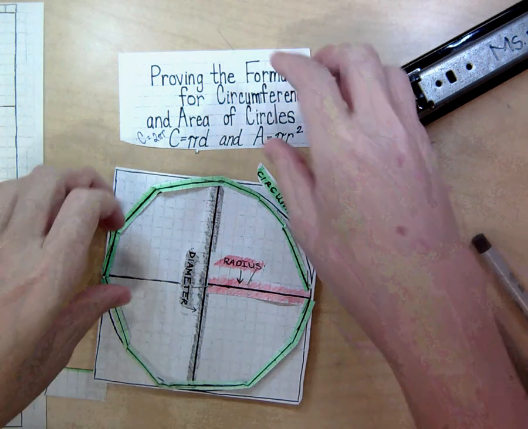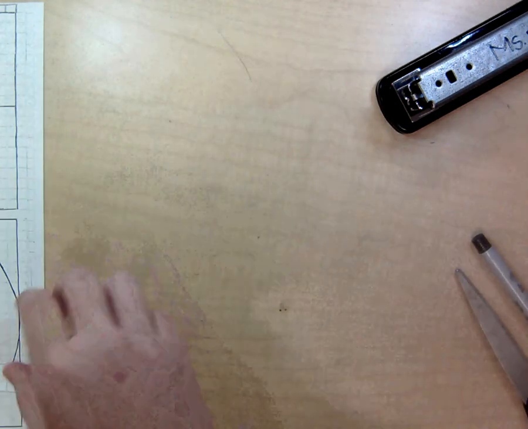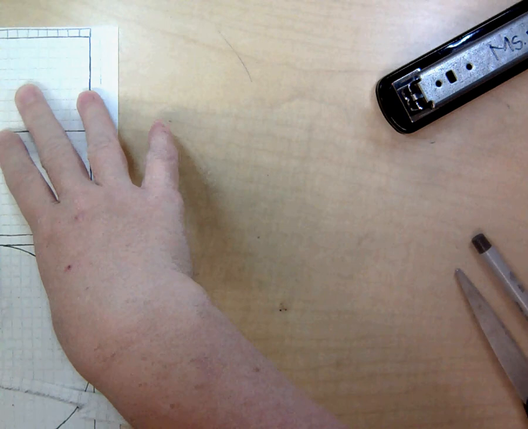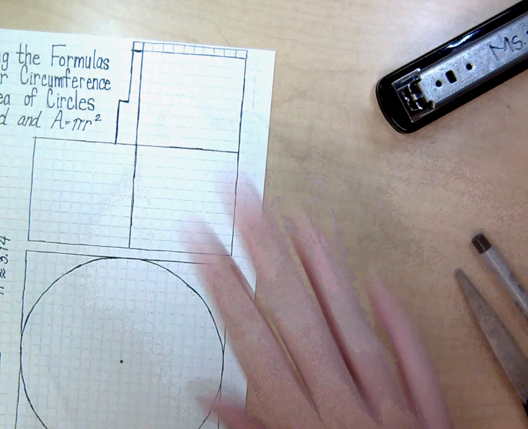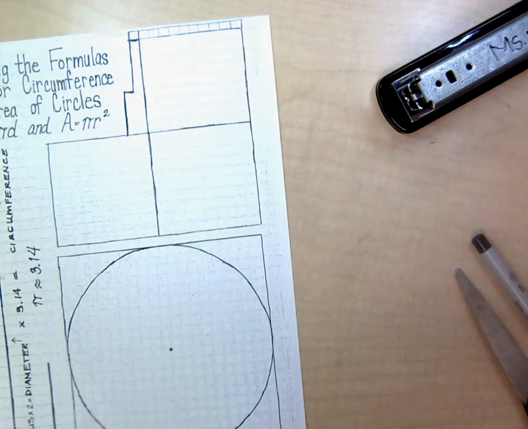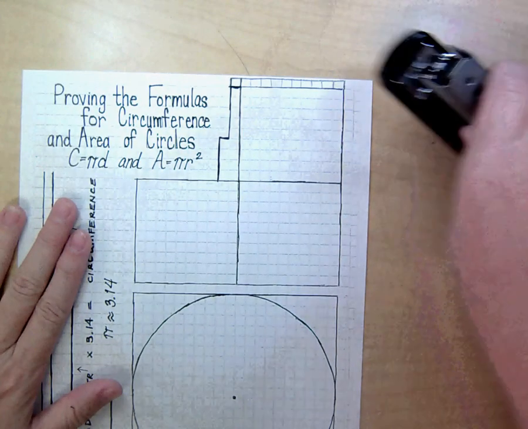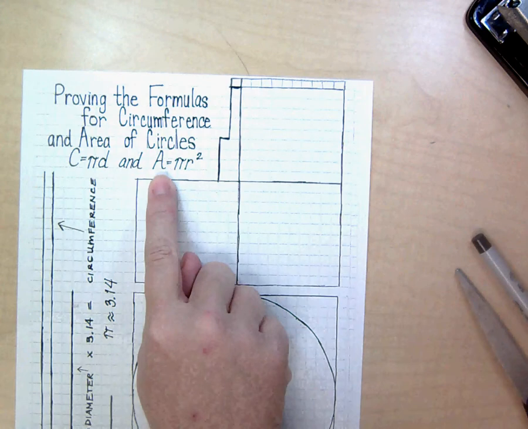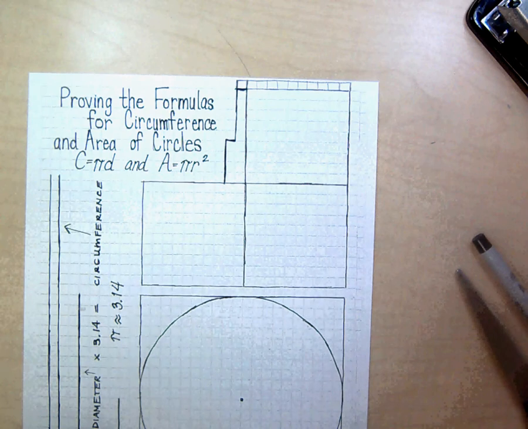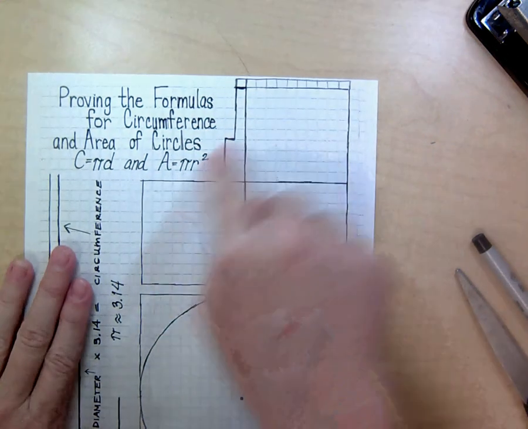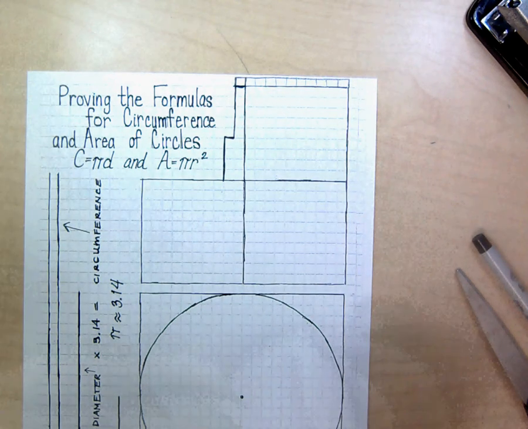Okay? So let's move on to proving the area formulas. I'm going to set these to the side. Take my other paper and my trash out of the way. So proving the formula now for area. Remember, area is equal to pi times radius squared. And now I'm going to explain to you the reason behind this weird looking stuff over here.